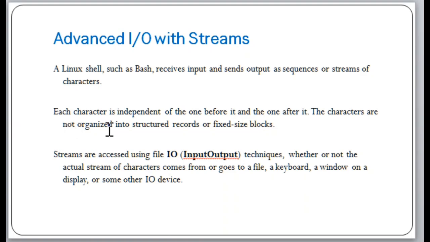Let's go ahead and move on to advanced I/O streams here. A Linux shell, such as bash, receives input and sends output as a sequence or stream of characters. Each character is independent of the one before it and the one after it. These characters are not organized into structured records or fixed size blocks. Streams are accessed using file input-output techniques, whether or not the actual stream of characters comes from or goes to a file, a keyboard, or a window on a display, or some other I/O device.